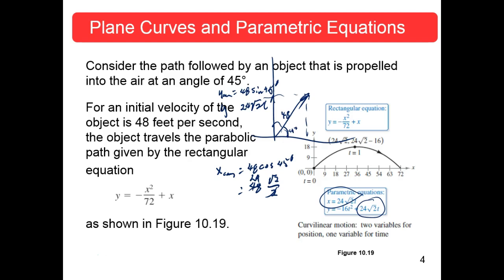Now, this is called curvilinear motion, 2 variables for position, 1 variable for time. Time is the independent variable. X and Y both depend on time. So they're both dependent variables. Okay. Now, how in the world do we get this? Okay. Well, let's solve that first one for t.